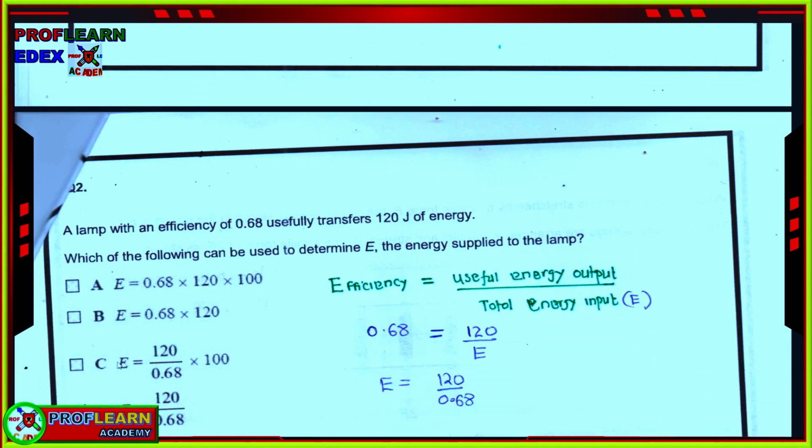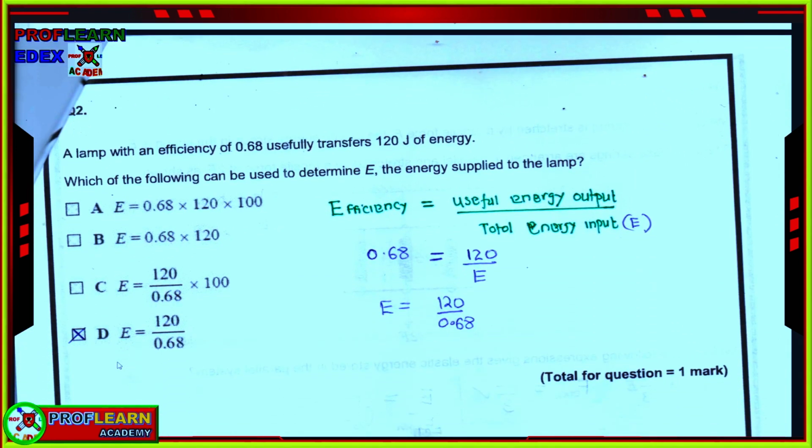A lamp with efficiency of 0.68 usefully transfers 120 joules of energy. Which of the following can be used to determine E, the energy supply of the lamp? This question comes from the topic work, energy and power, and especially efficiency. Efficiency is given by this formula, where useful energy output is the value that we have here, and the energy input is what we are being asked.